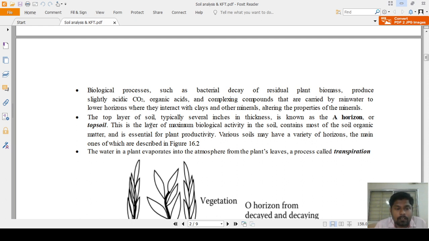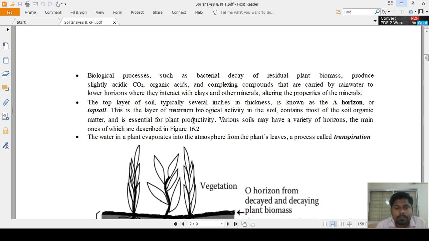Okay, that was all about the lower layers. Now here it is about the top layer. The top layer of the soil, typically several inches in thickness, is known as the A horizon, or it is also known as topsoil. This is the layer of maximum biological activity in the soil that contains most of the soil organic matter and is essential for plant productivity.